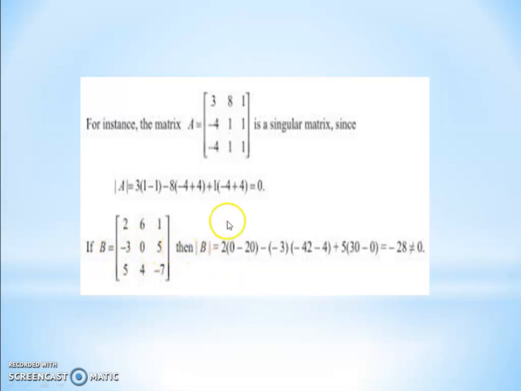If the determinant is 0, then it is singular. If the determinant is not equal to 0, it is non-singular. Let us check. We take the first row and first column and skip them. So what is remaining? We have to take 0, 5, 4, minus 7. So 0 into minus 7 is 0, and 4 into 5 is 20. So I write here 0 minus 20, and 2 is outside the bracket.